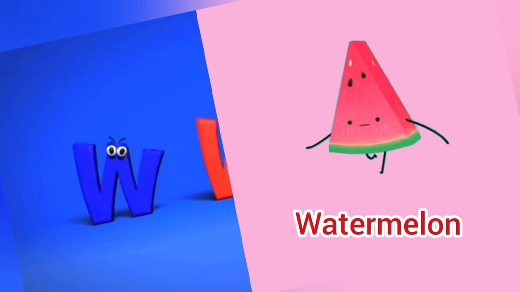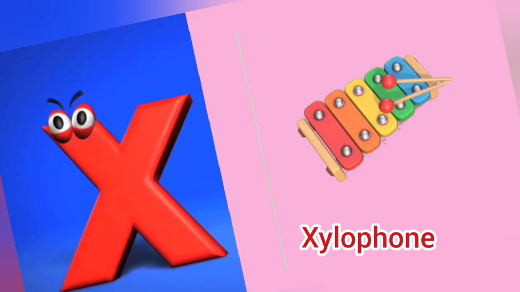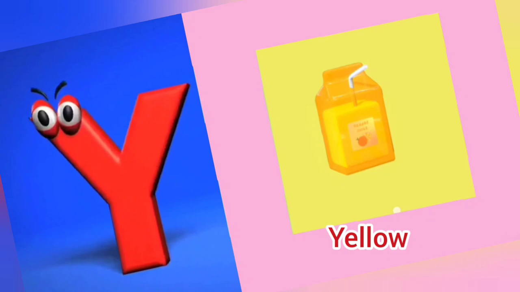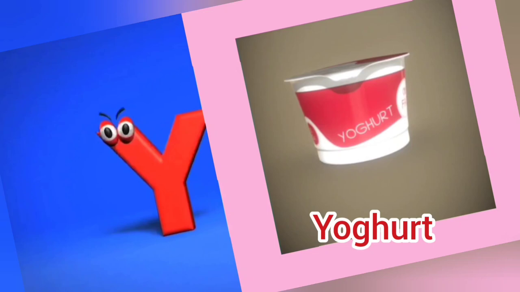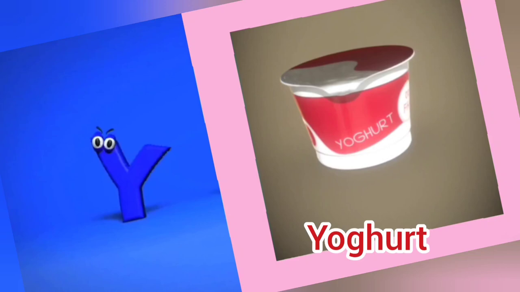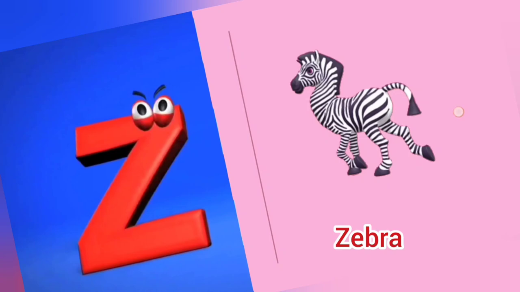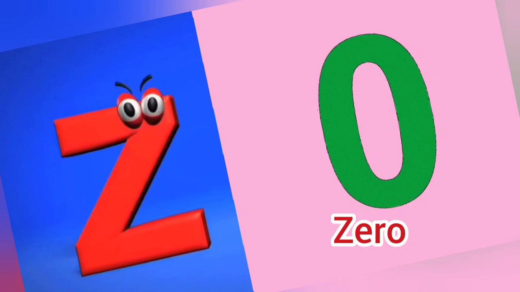X is for xylophone. X x xylophone. X is for Xbox. X x Xbox. Y is for yellow. Y y yellow. Y is for yogurt. Y y yogurt. Z is for zero. Z z zero. Z is for zebra. Z z zebra.